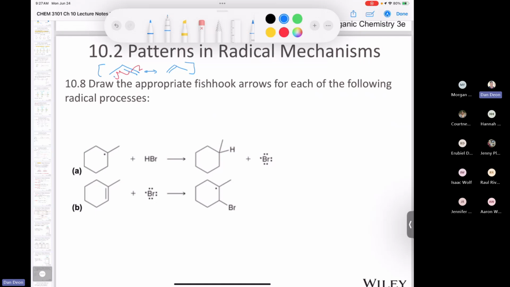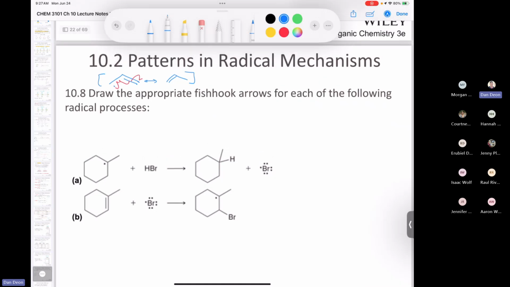But what about forming a bond? Okay, what if we want to form a new bond that's not a pi bond? Because you see here, we're forming a new bond that's a sigma bond. So how do you draw that? Because here we're starting with a radical, and it's going to pull a proton off of the HBr, and then we're going to end up with a bromine radical in the end. So the first thing we need to do is get rid of this, and we need to draw the Lewis structure of HBr like that.